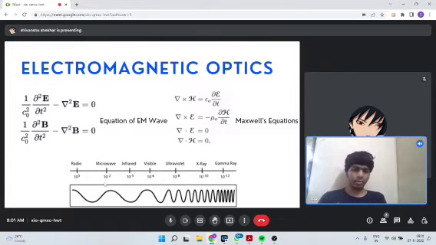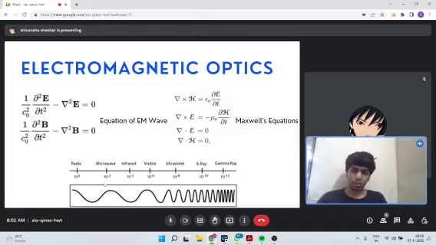So what electromagnetic optics states is that light is nothing but an electromagnetic wave, which is comprised of an electric field as well as a magnetic field, which are perpendicular to each other and also mutually perpendicular to the direction of propagation. So the direction of propagation can be found by taking the cross product of the electric field and the magnetic field, and the equation of an EM wave is as follows. So here E and B are the values of the electric and magnetic field, and this is the general wave equation for any parameter. So here the variables we have for the electric and magnetic fields are E and B.